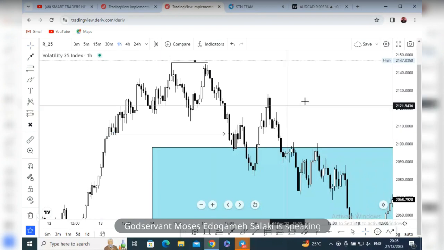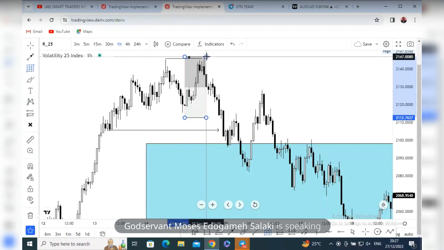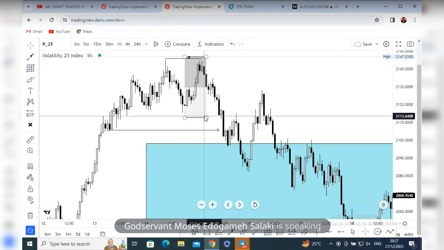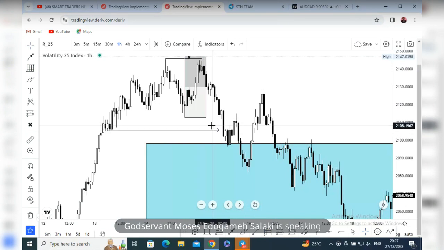Now, what did I tell you? This whole entire move, that's what I'm looking for. That's the entire move. I'm now teaching order block. The move that took out liquidity and led to a break in market structure. All right, that's the move.